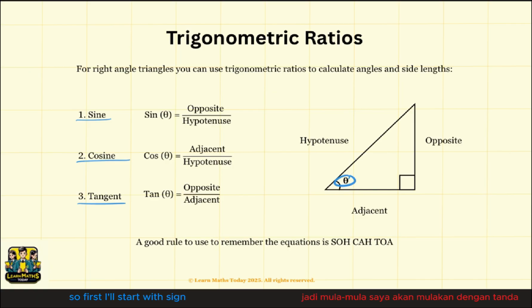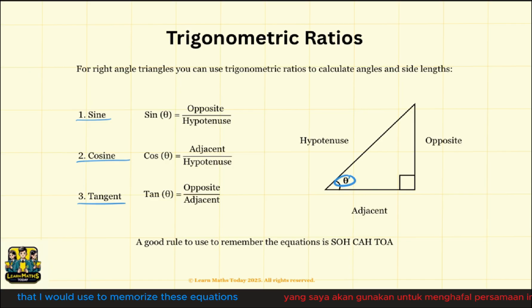So first I'll start with sine, and the equation for sine is the value of the opposite over the hypotenuse. Next, the value of cosine is the adjacent over the hypotenuse, and finally for tangent, it's the opposite over the adjacent. And you just kind of have to memorize these things.